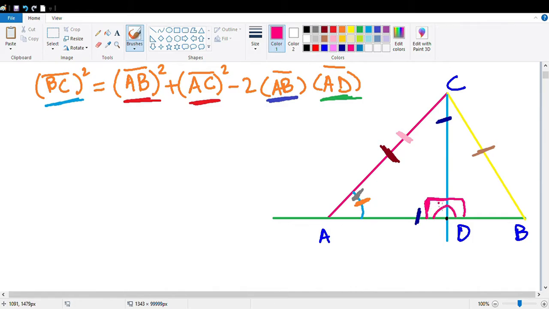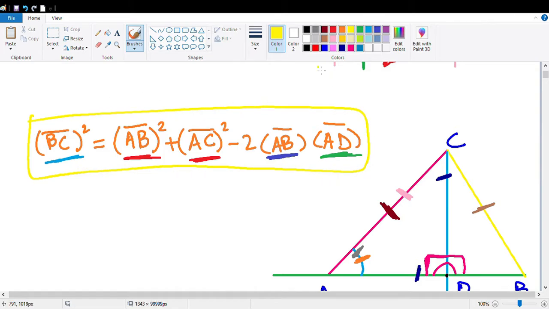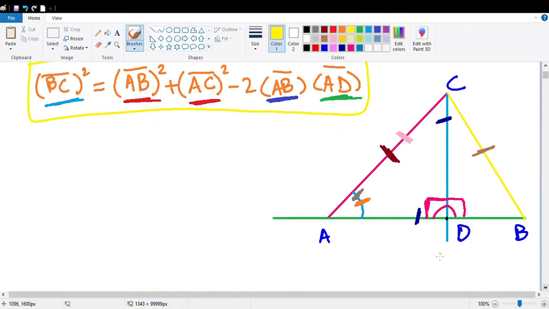So what it did was give us two right triangles, and we're going to use these right triangles to prove the theorem, which is right here, as you can see. We're going to prove this theorem using these right triangles.